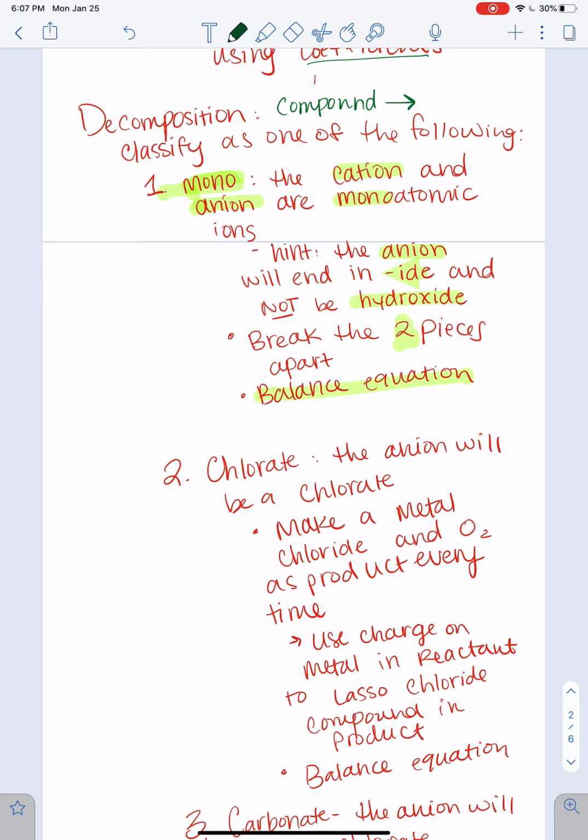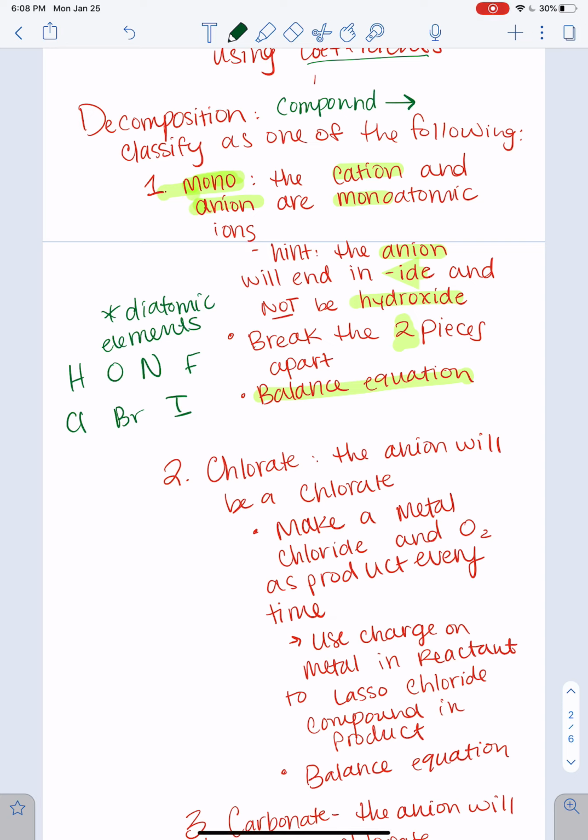The only thing that you have to watch out for here are diatomic elements. Diatomic elements mean that you will never see these elements by themselves. It's hydrogen, oxygen, nitrogen, and I'm forgetting one. Okay, fluorine, chlorine, bromine, or iodine.